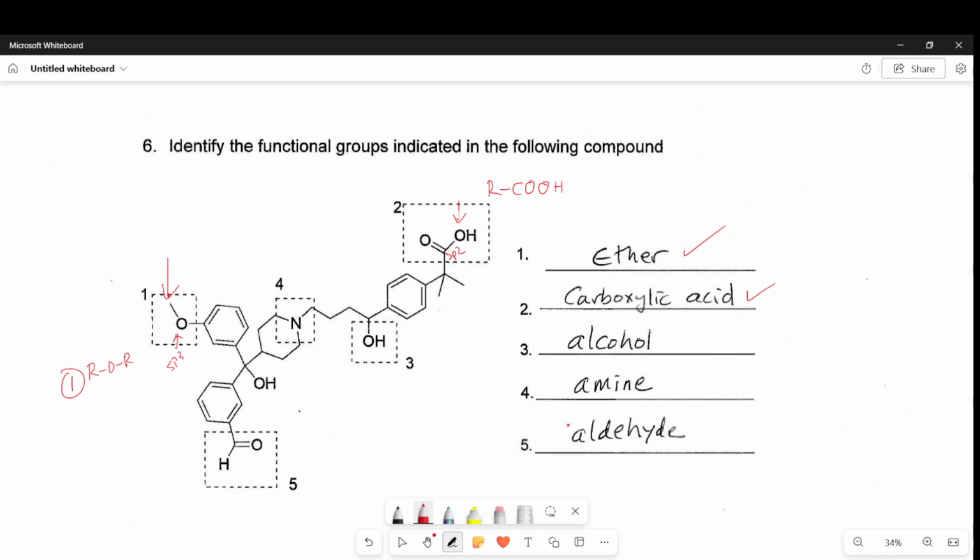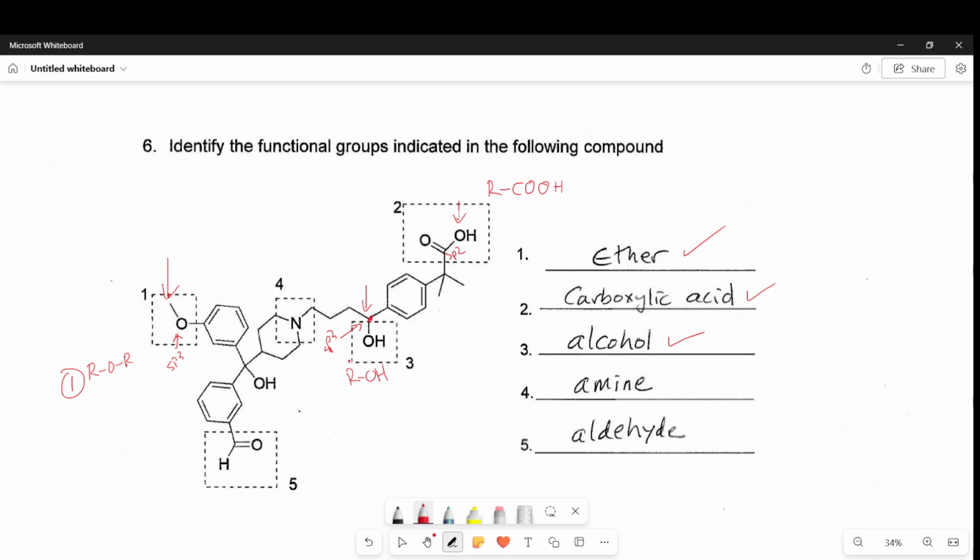Number 3, which is right there, is an OH. It's very easy. This is an alcohol functional group. This carbon is sp3 hybridized. Always if you see a carbon with OH like that, it is an alcohol. So that's an easy question to answer.